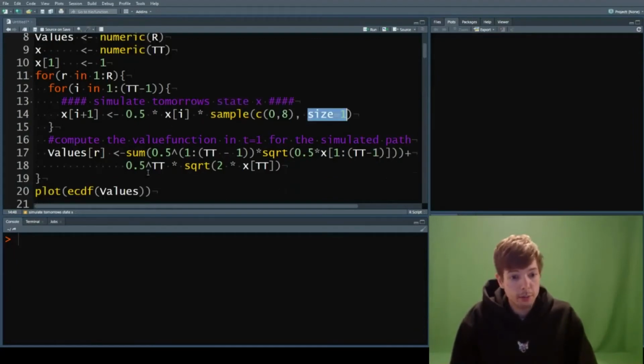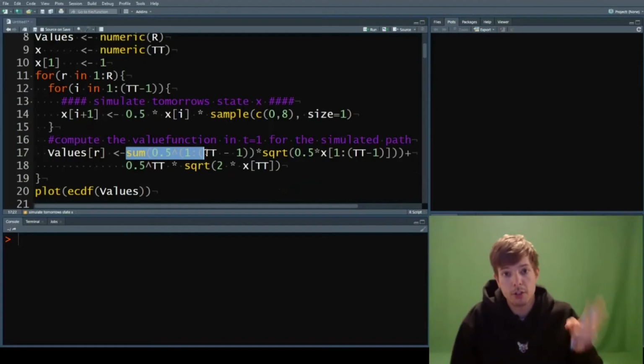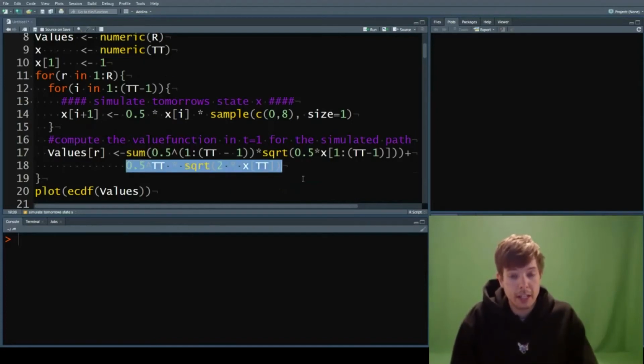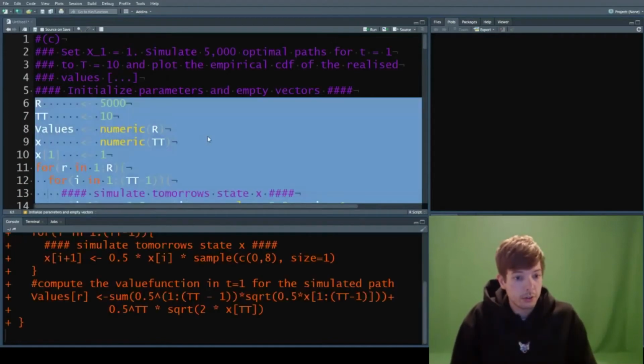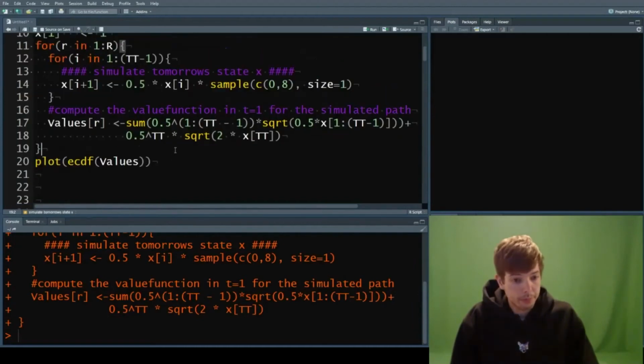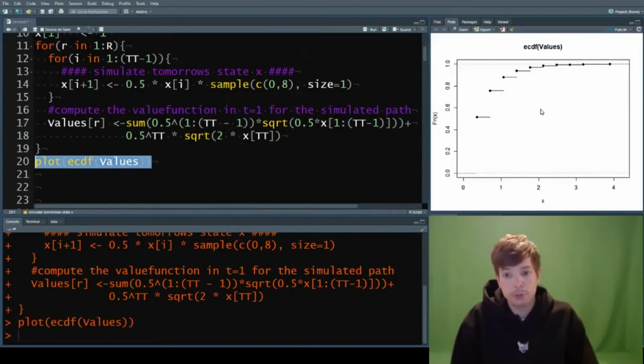Once we have these states, we can compute the values, as you can see in the formula on the exercise sheet, by the very same formula that Jörg has been using extensively. So we have this whole sum expression here, the sum over all periods from 1 to 9, plus what we have left in the 10th period. When we run all this code, this goes very quickly, and then we can plot the empirical distribution function.